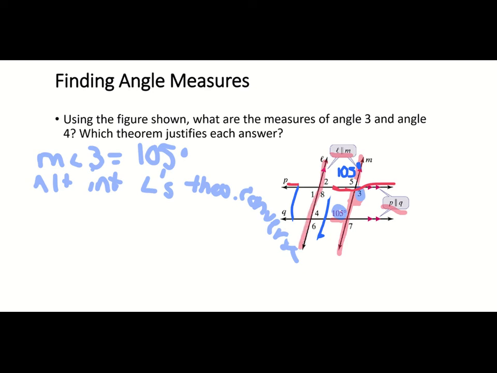2 and 4 are in corresponding spots. They're in the same spot. So that means that if the measure of angle 2 is 75 degrees, and it corresponds to angle 4, then the measure of angle 4 is 75 degrees. And the theorem that I use would be the corresponding angles theorem converse.